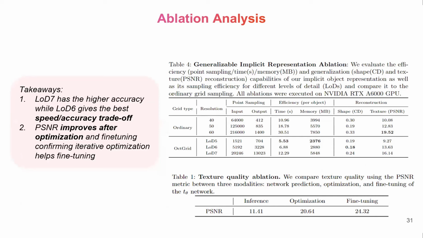And finally, some ablation analysis again, like we saw in the CenterSnap work. Here we show the impact of octree-based differentiable projection, where we can see that our representation is significantly more efficient than an ordinary grid, whereas LOD6 results in the most optimal speed, memory, and reconstruction trade-off. And finally, our iterative optimization for the texture representation is shown on the bottom, where this really shows that this iterative feedback loop in a neural network architecture also helps the texture optimization.